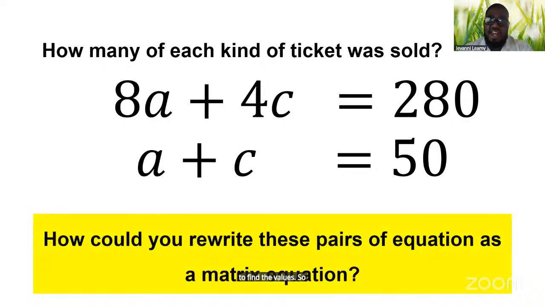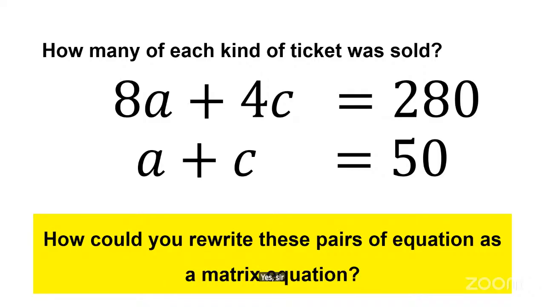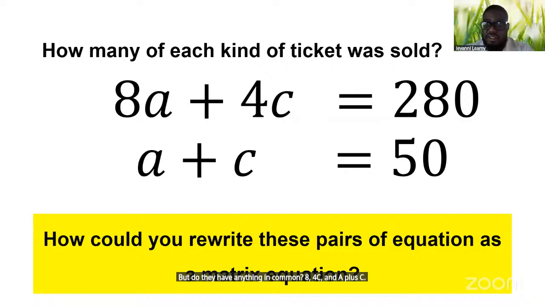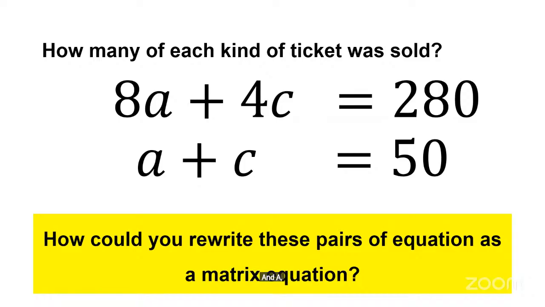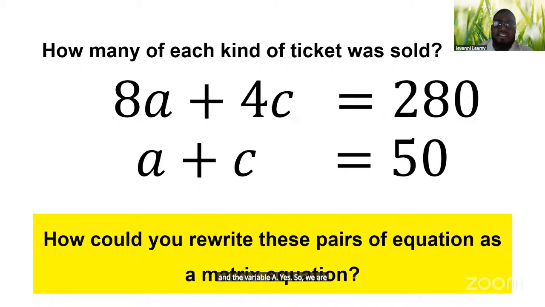So you might be asking yourself, how could you rewrite these pairs of equations? Do you see any similarities between 8a plus 4c and a plus c? Do they have anything in common? Some persons might say a common factor, but do they have anything in common? The variable c, and which other variable? And a. Yes. So we are going to see how we actually get that matrix.